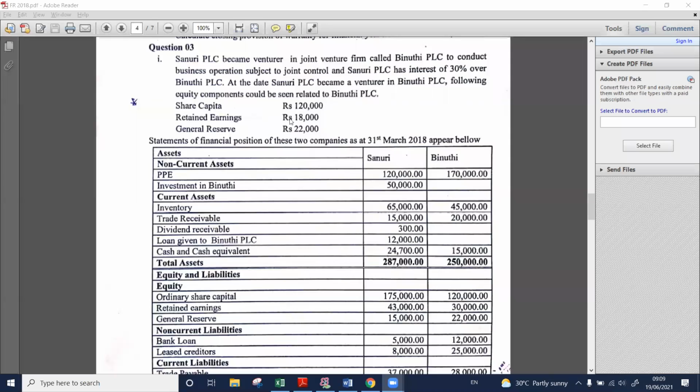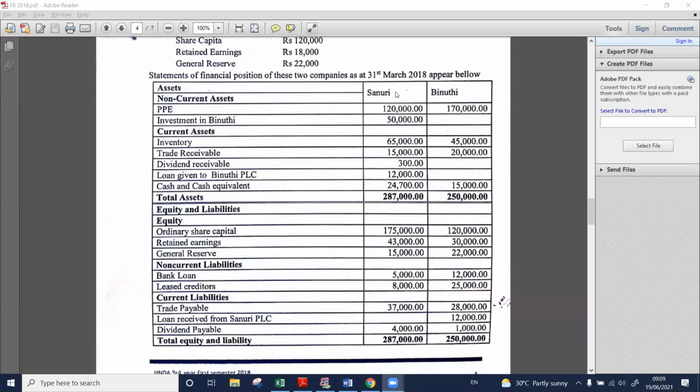As at the acquisition date, the net assets of the joint venture are given. What is the share capital of Binuti PLC at the acquisition date? What are the retained earnings? What are the general reserves? Those figures are given to us. And they have given us the statements of financial position of Sanuri PLC and Binuti PLC as at 31st March 2018. Some additional information has been given, and what we need to do is prepare the consolidated statement of financial position of Sanuri PLC as at 31st March 2018.